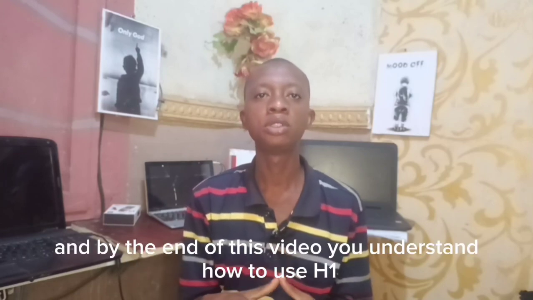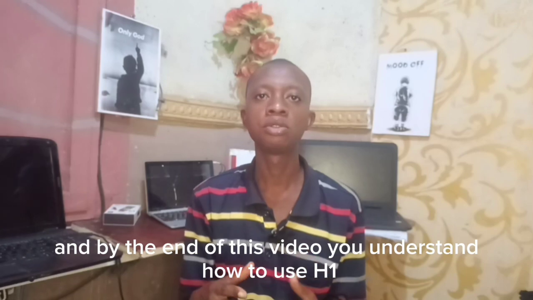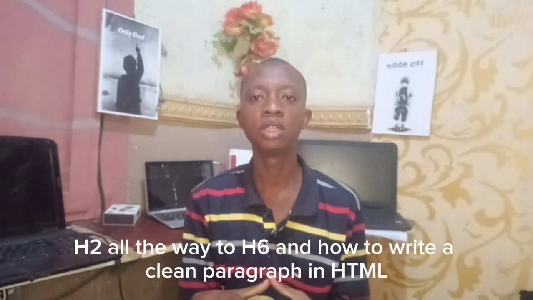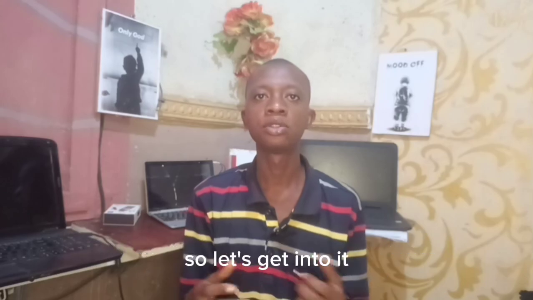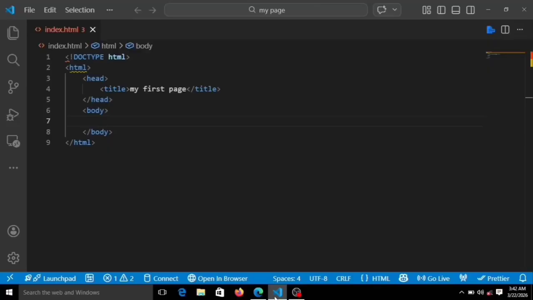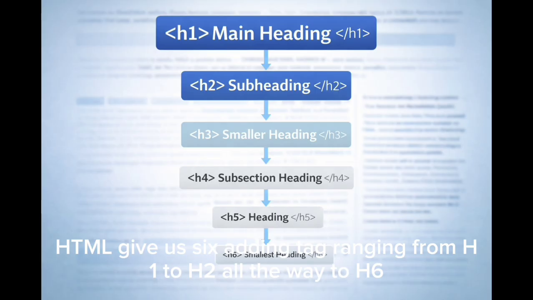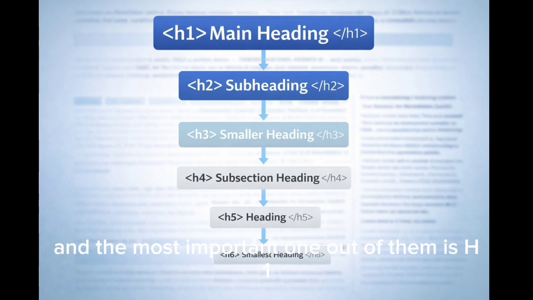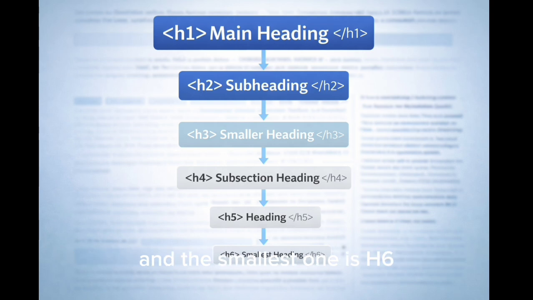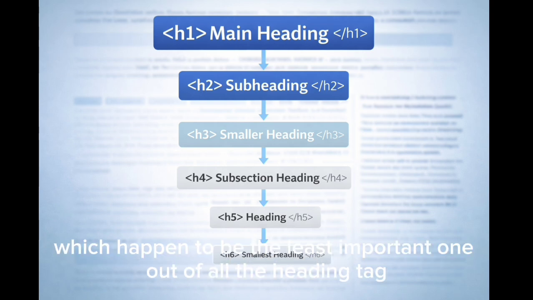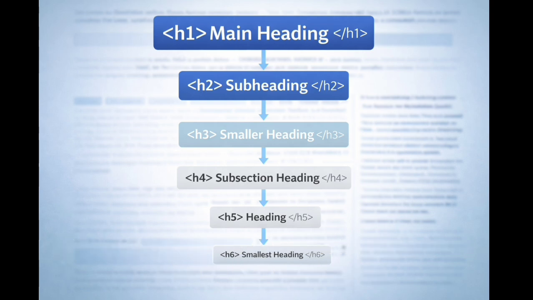By the end of this video, you'll understand how to use H1, H2, all the way to H6, and how to write a clean paragraph in HTML. So let's get into it. HTML gives us 6 heading tags ranging from H1, H2, all the way to H6, and the most important one out of them is H1, which happens to be the biggest heading tag, and the smallest one is H6, which happens to be the least important one out of all the heading tags.